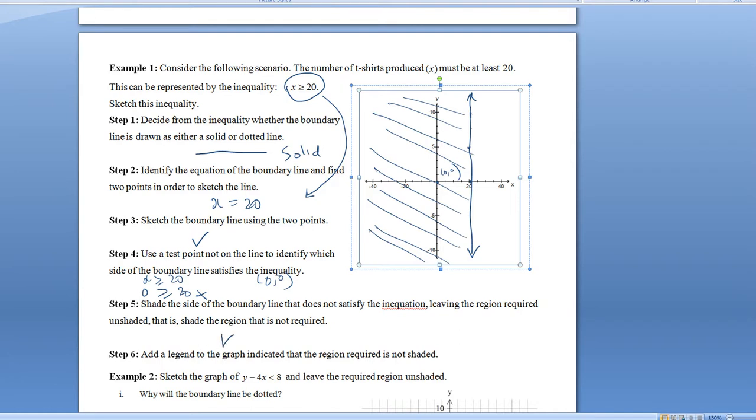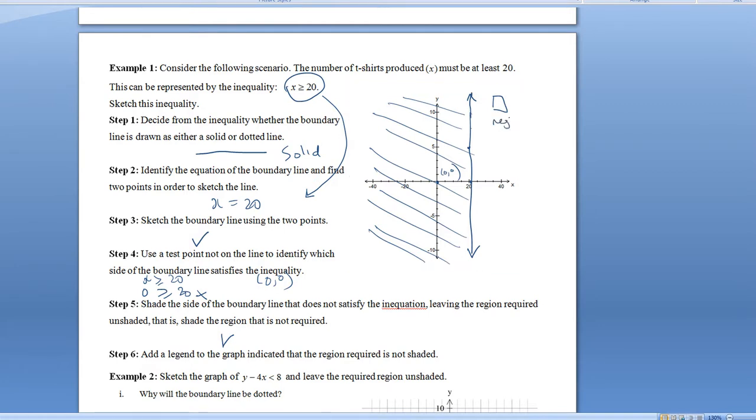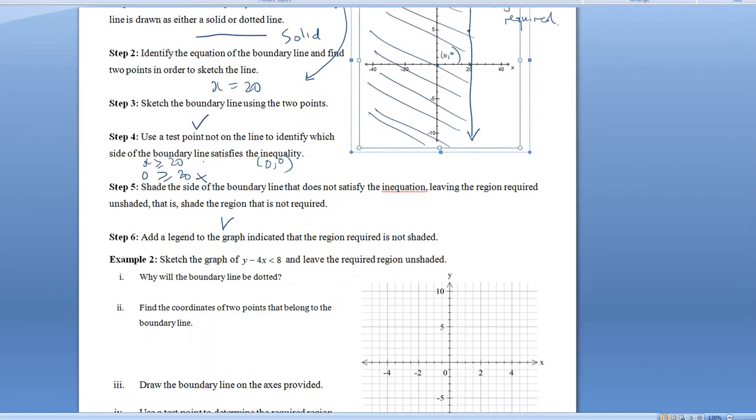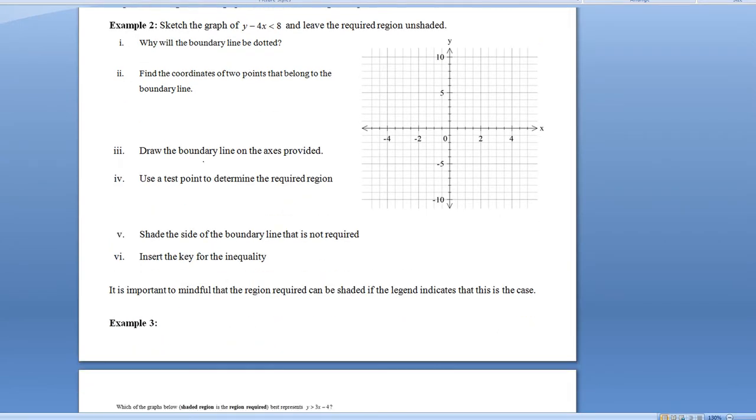The final part that's really important: we need to add a legend to the graph indicating that the region required is not shaded. So I simply do that by drawing a box like this. It's got to be more of a square than what I've just done, and I write the words region required. So that means that the unshaded part is the region we require. Remember, it can be the other way around. We just use the convention that we do not shade the region required for much of what we do.